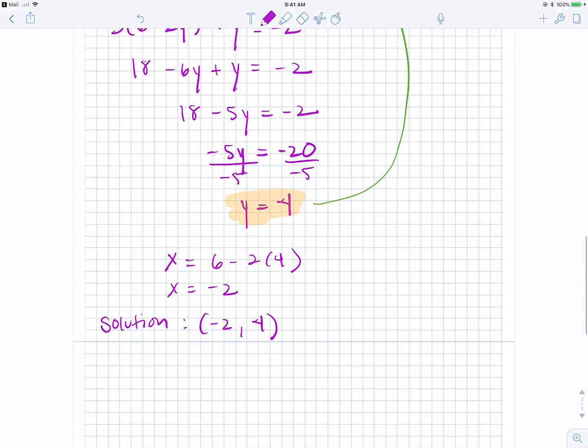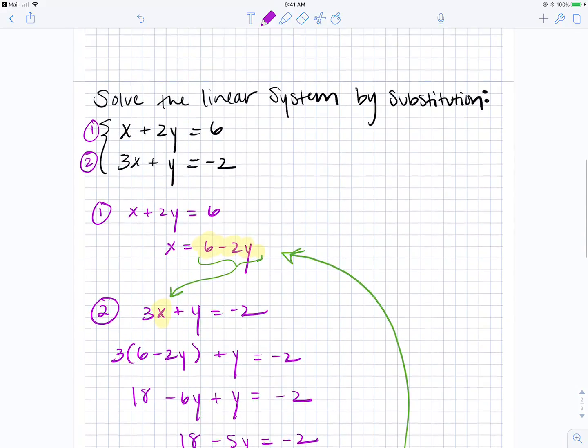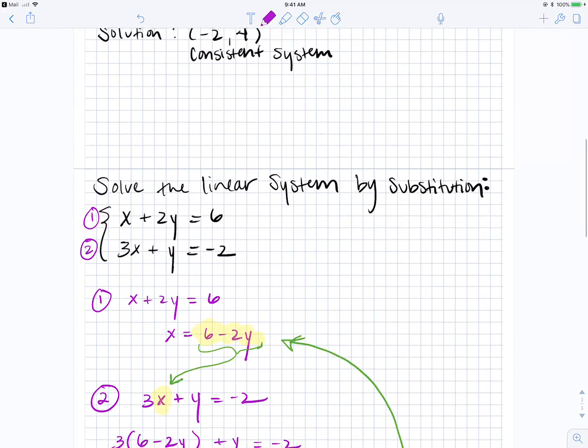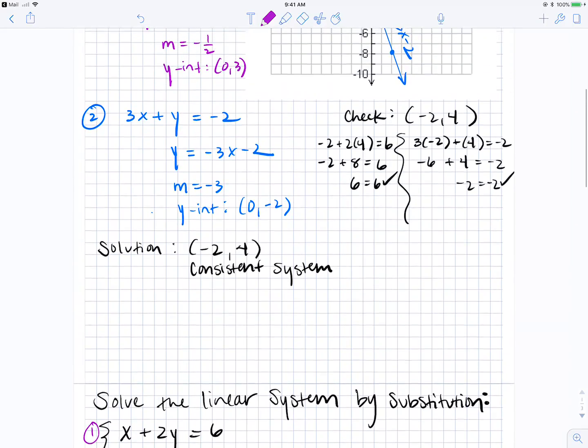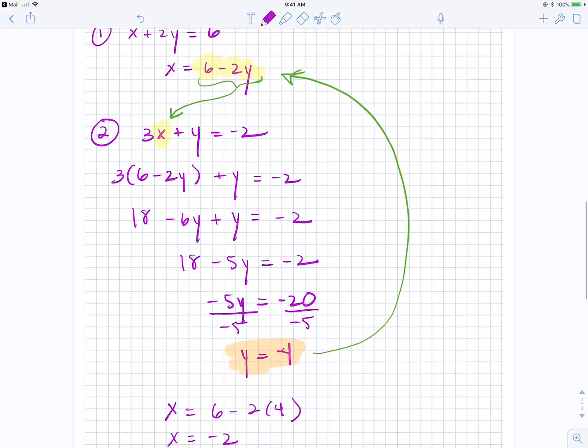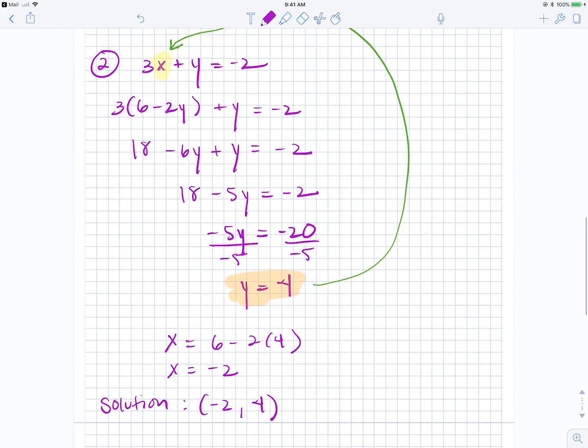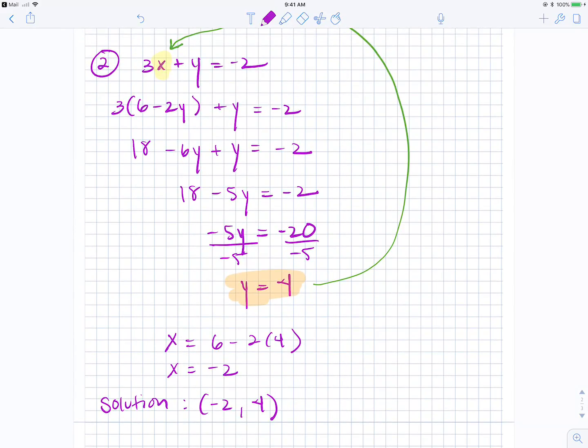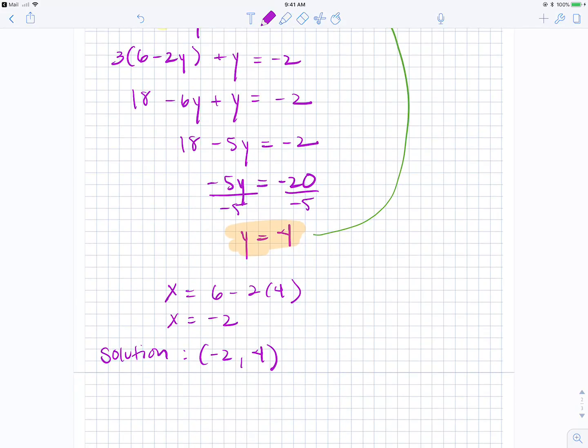But remember, you can always check by substituting into both of the equations in the system. And we did our check up here, so I'm not going to do it again. Okay, so that was solving the same linear system using the substitution method. And remember, because we got exactly one solution, we call this a consistent system.